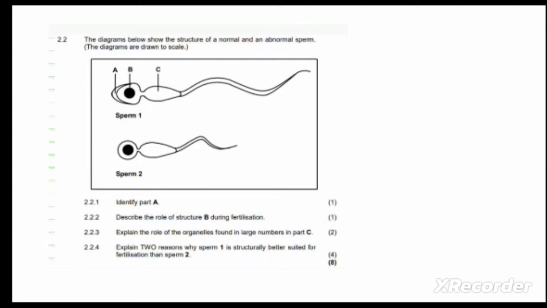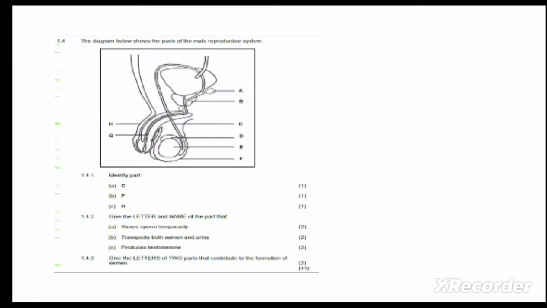So let's look at the last set of questions. It says the diagram below shows the parts of a male reproductive system. Identify part C, that is the sperm duct or the vas deferens. We have part F. Part F is the scrotum. Part H is the penis. And give the letter and name of the part that stores the sperm temporarily, that is the epididymis, that is D. Transports both semen and urine, that is G, urethra. And then produces testosterone, that is E, it is the testes.